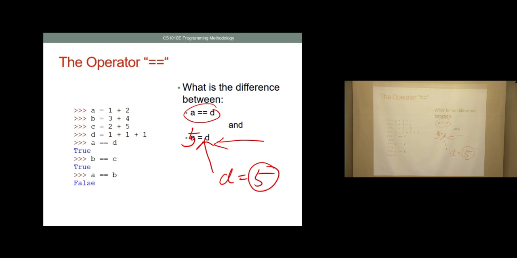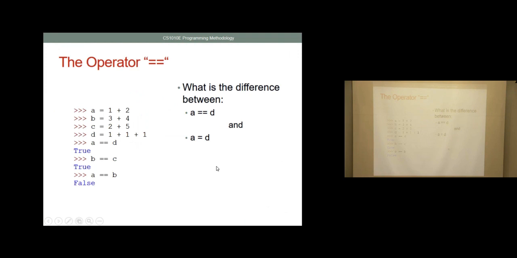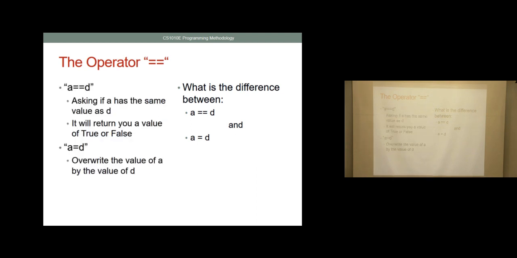Some of the languages actually use an assignment sign, for example A colon equal D, instead of equal, to distinguish it from the equal sign. But Python makes it simpler, because Python uses a lot of colons already, so they don't want a lot of colons again. That's why Python just uses A equal D as the assignment. So that is a difference. In English, A double equal D asks only if A has the same value as D. And A single equal D actually overrides the value of A by the value of D. That is the difference between these two equals. I hope it gets more clear.